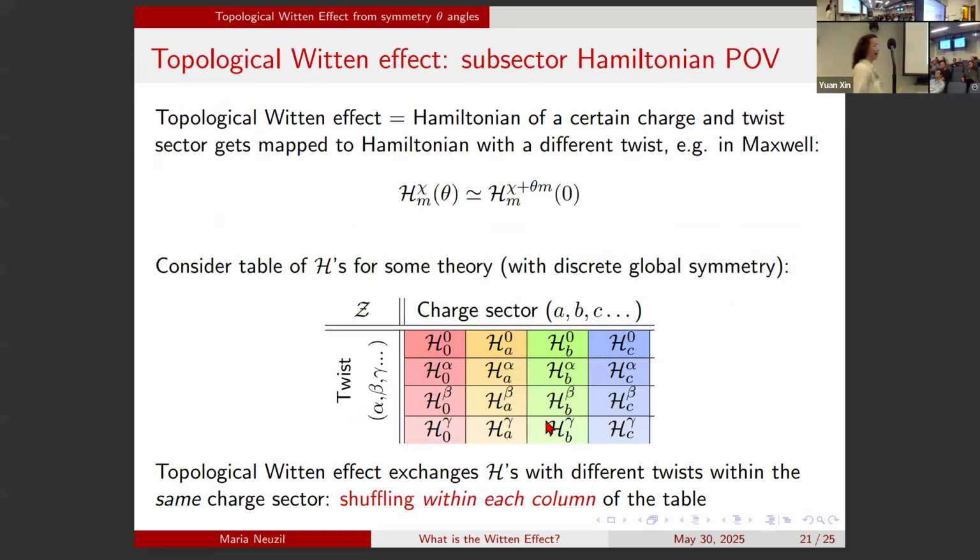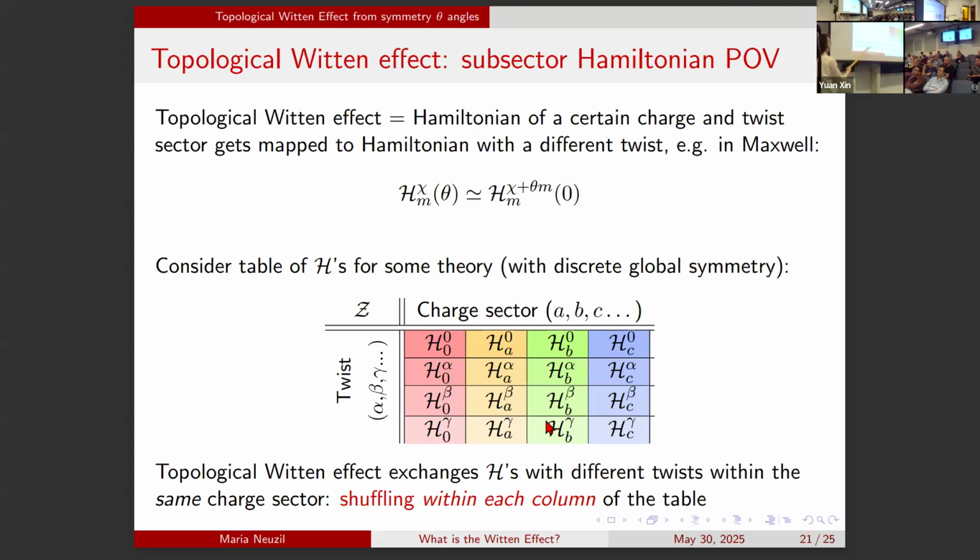So I'm going to be pretty schematic about this, but just try to give you a flavor for what's going on. Remember, the topological Witten effect shuffles these Hamiltonians, changes the twist at the expense of absorbing theta. So now I'm going to consider some other theory, call it Z, and for simplicity, I'm just going to say it has some discrete global symmetry. Now I can write down a table of all of these subsector Hamiltonians labeled by the charge under the symmetry G and also labeled by whatever twist I turn on for that symmetry G. Let me just fill out this table.